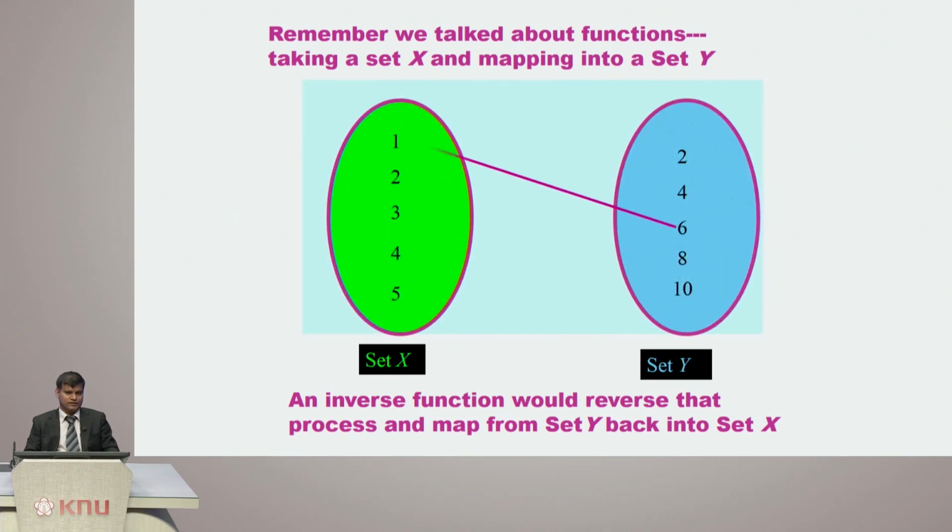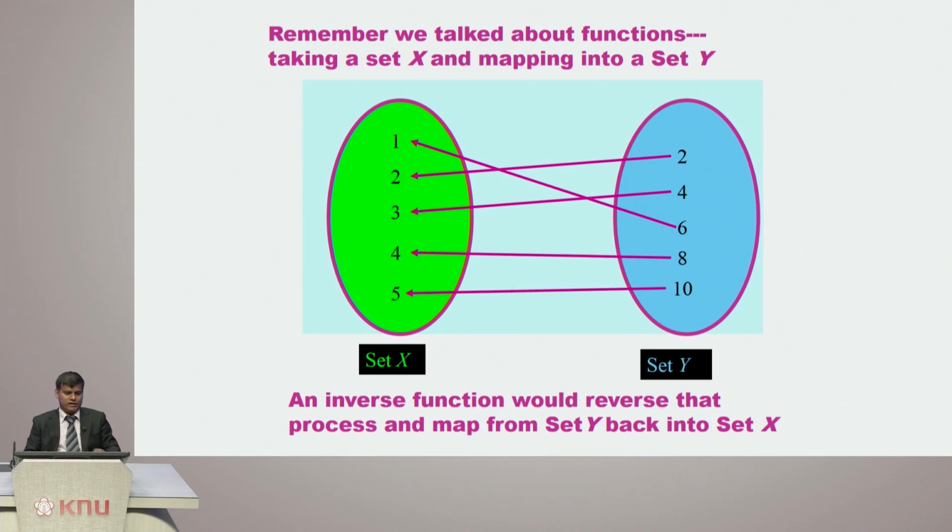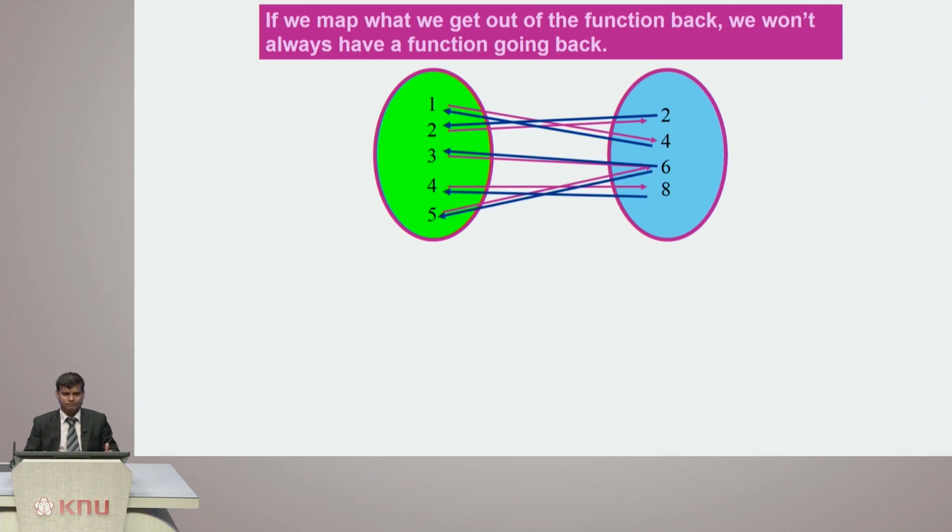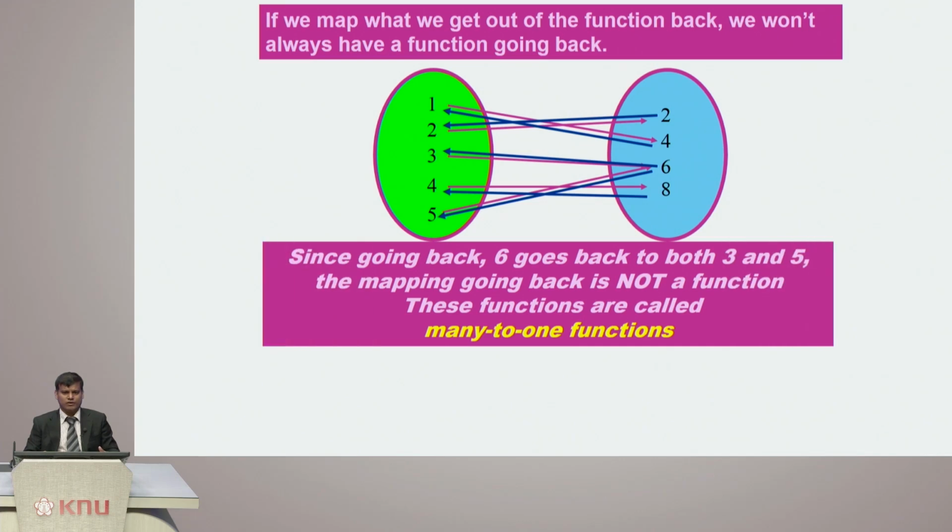There it is. Inversely mapping the reverse way, that's the inverse function. What we get out of the function is just what we had originally. So sometimes we don't have to really go back, like for example 2 goes back to 1 and 4 goes back to 2, from where it has come, and so on. But since 6 goes back to both 3 and 5, the mapping going back is not a function.